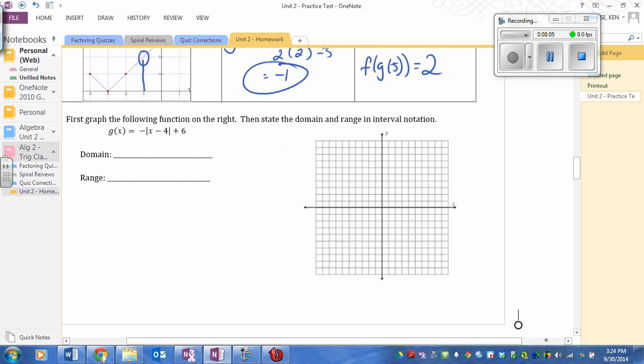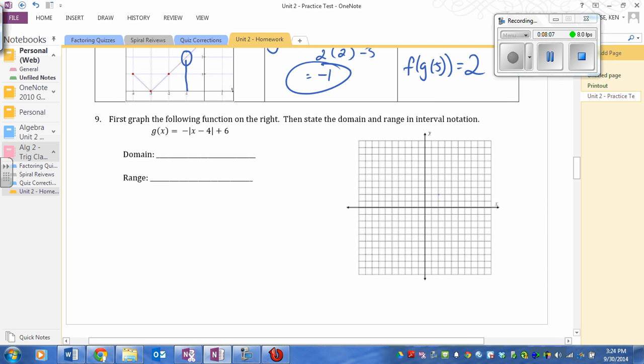Alright, so first thing we're going to do is graph this, and then we're going to do domain and range. I don't have to tell you about it, but I know it's going to move to the right 4: 1, 2, 3, 4. It's going to go up 6: 1, 2, 3, 4, 5, 6. It's coming down, and it's going to hit all the corners of all the boxes.